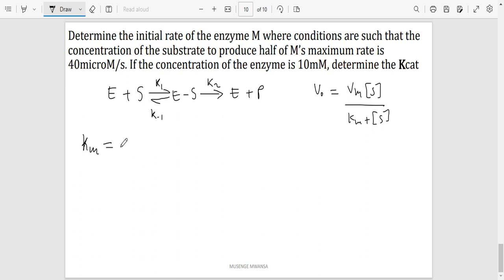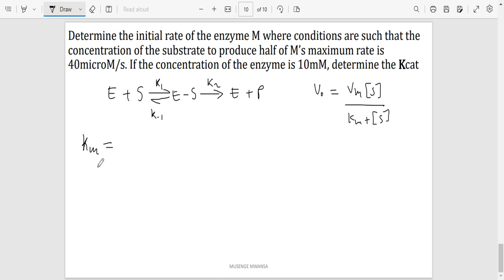So the importance of Km is that, because it is telling us the concentration of the substrate when the maximum velocity is divided by 2, it is telling us the concentration of the substrate that is required for significant catalysis to occur. So that is the importance of Km. It is simply telling us the concentration of the substrate that we need to have for significant catalysis to happen.